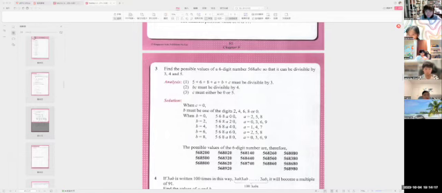Okay, so find the possible value of a 6-digit number 568ABC so that it can be divisible by 3, 4, and 5. So everybody, I want to ask you a very simple question. Do you still remember what kind of number can be divisible by 3? What kind of number can be divisible by 4? And what kind of number can be divisible by 5? Jason? Can you tell me?